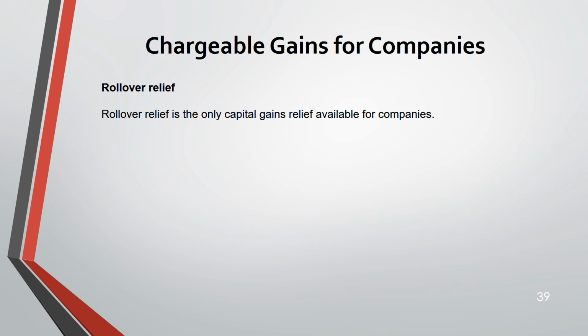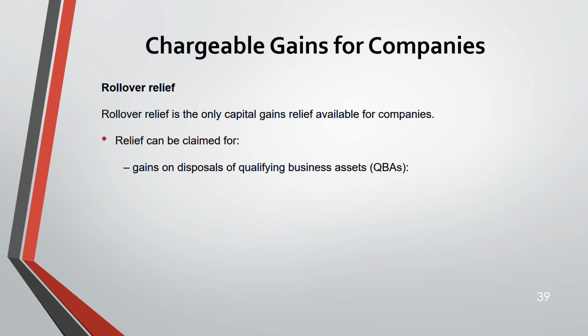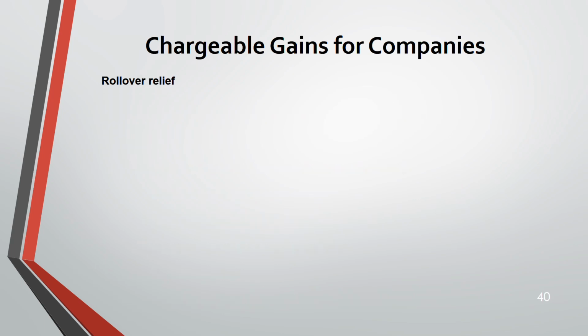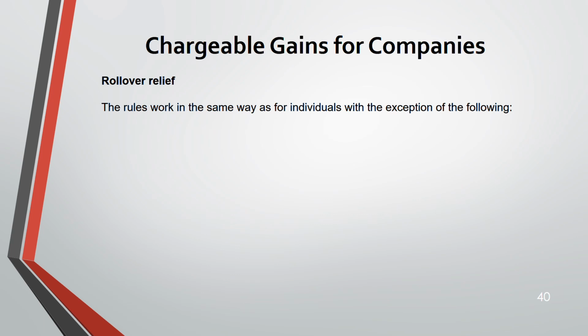But for companies, the old capital gain relief is rolled over. They can claim this for gains on disposal of qualifying business assets, same as individuals: land and buildings used in trade, fixed plant and machinery, where proceeds are reinvested in a new QBA within the time period, 12 months before disposal to 3 years after disposal. All these are the same. The rule works in the same way as for individuals, with an exception.